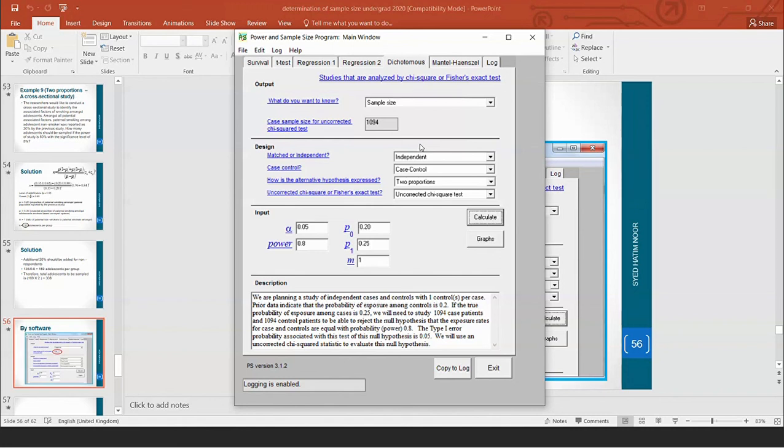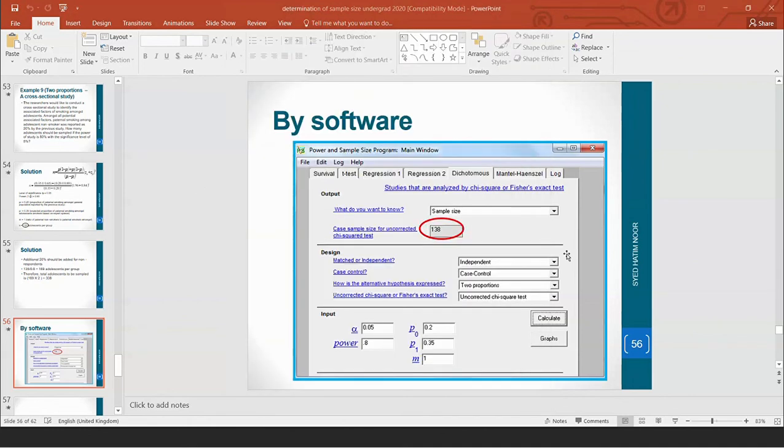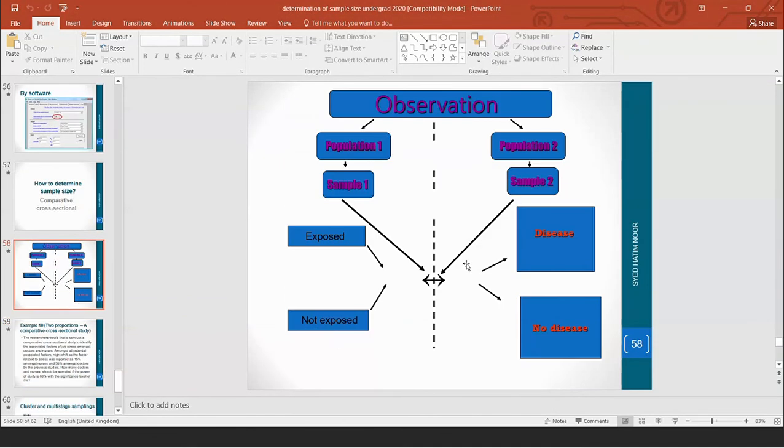Alright. This one just ignore. Comparative, just ignore.